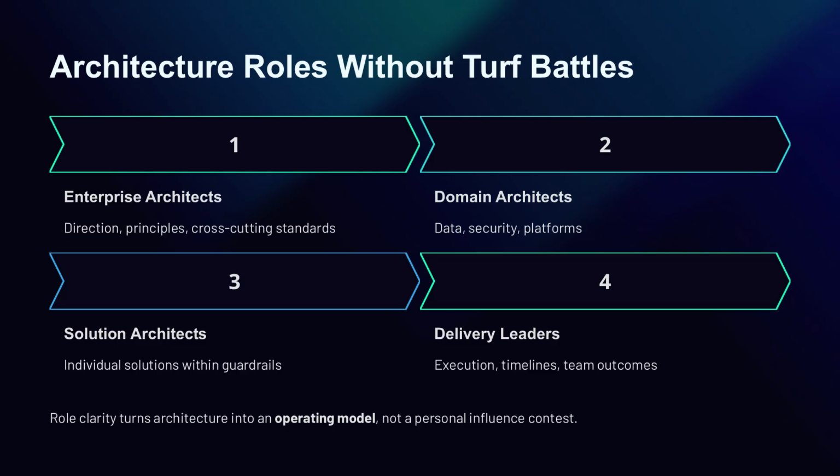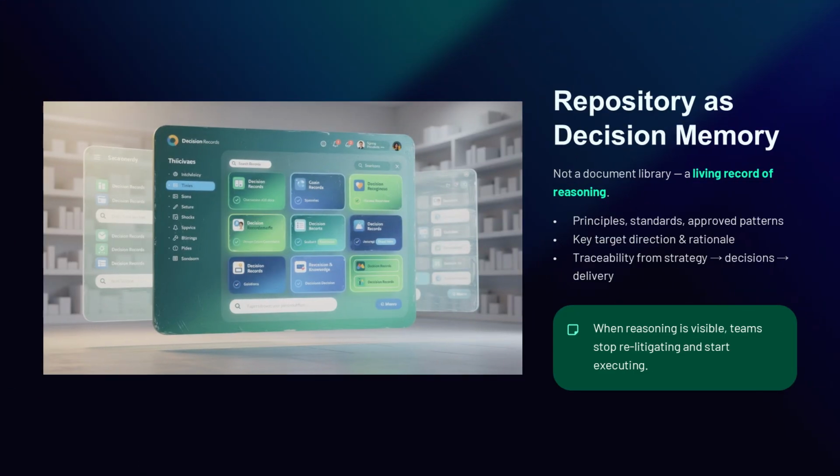This clarity reduces politics because architecture becomes an operating model rather than a personal influence contest. When roles are clear, accountability becomes visible, and the organization can move faster with fewer disagreements. Now that responsibilities are clearer, you need a place where architecture decisions and key content can live and stay discoverable.